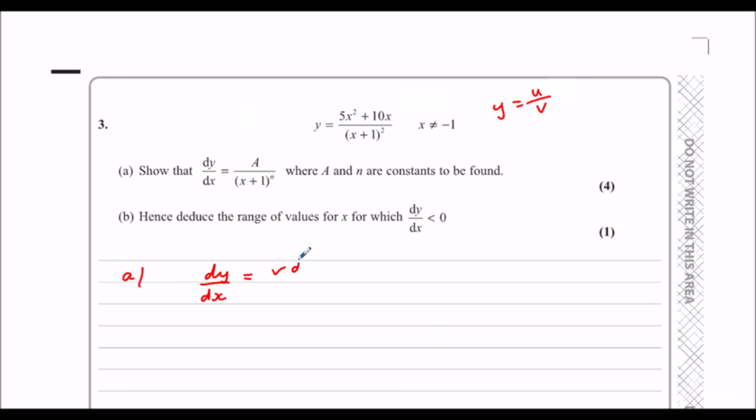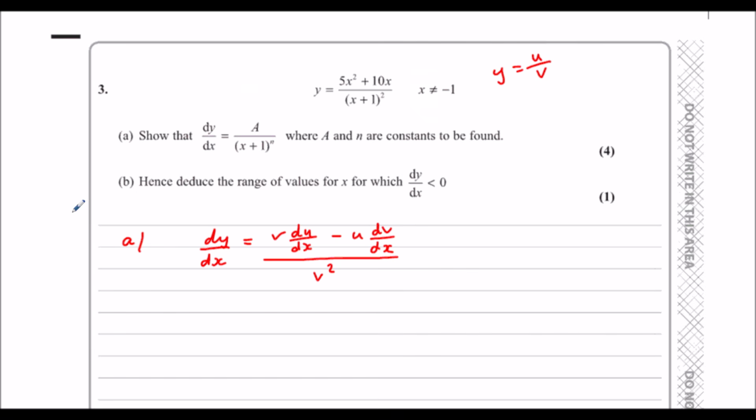So the quotient rule tells us, when it's y equals u over v, dy/dx is equal to v du/dx minus u dv/dx, all over v squared. So u is the top of the fraction, 5x squared plus 10x. So du/dx is that differentiated with respect to x. So times by the power, take 1 off the power. 10x plus 10. V is the denominator, the bottom of the fraction. So v is x plus 1 squared.